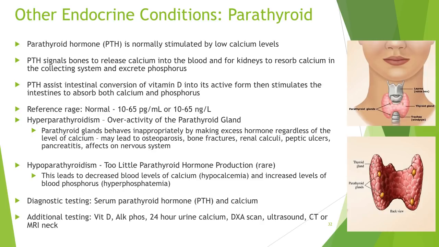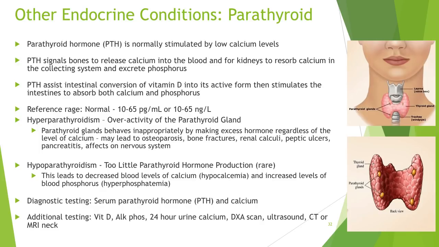Endocrine conditions can also involve the parathyroid. The parathyroid sits anterior to the trachea as well. The parathyroid hormone is stimulated by low calcium levels. What it does is signal the bones to release calcium to help elevate your serum levels, and it allows the kidneys to reabsorb calcium in the collecting system, and it excretes phosphorus in exchange. The parathyroid hormone also plays a role in vitamin D being converted, to allow absorption of both calcium and phosphorus in the intestines.